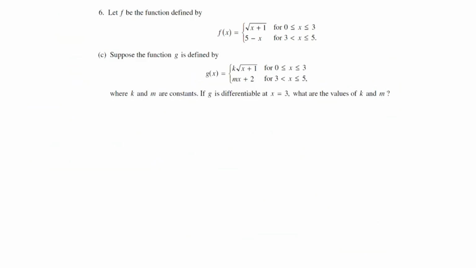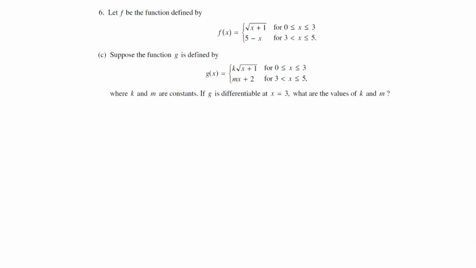And in part C here, we've got a new function g of x, where g of x is k root x plus 1 from 0 to 3, and mx plus 2 from 3 to 5, k and m being constants. It says g is differentiable at x equals 3. What are the values of k and m? So we know that we are going to need to figure out if this is continuous, right? We got to find when it's continuous because it says it's differentiable, so it must be continuous.